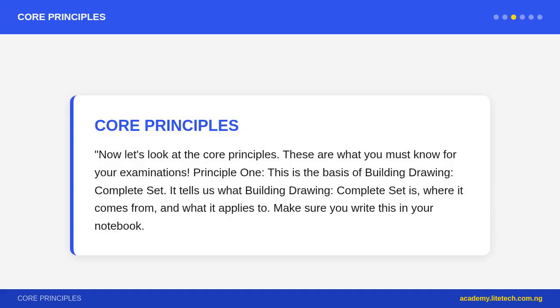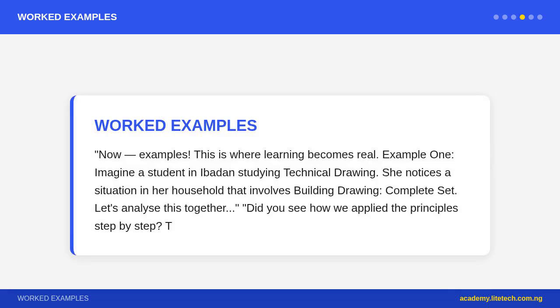Example 1. Imagine a student in Ibadan studying technical drawing. She notices a situation in her household that involves building drawing, complete set. Let's analyze this together. Did you see how we applied the principle step by step? That is exactly what WAEC examiners expect from you.